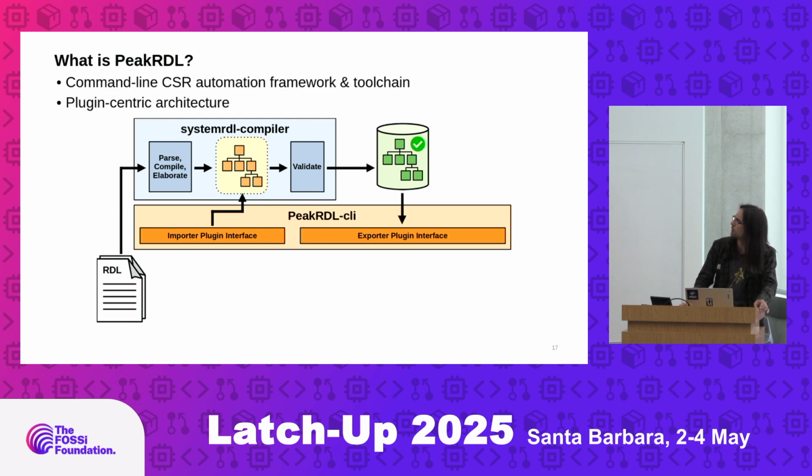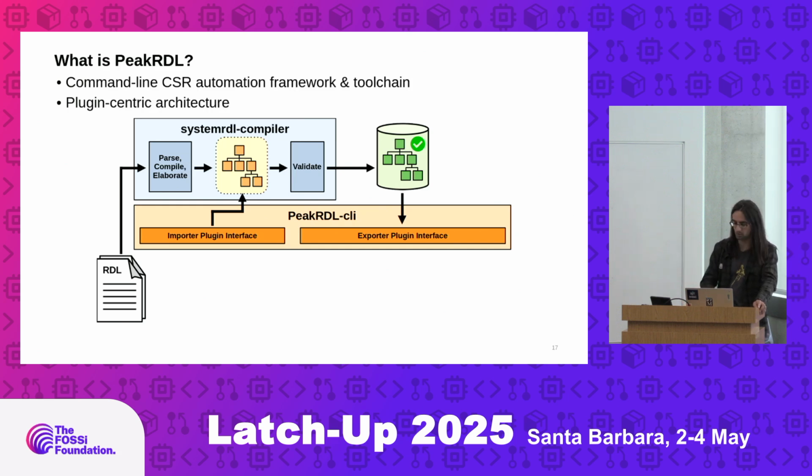Just to give you a tour of this diagram, one or more RDL files go in on the left-hand side. They go into the compiler. They get parsed, compiled, elaborated into a tree-like data structure. Things get validated, and then on the right-hand side, you have that green icon, and that's our model that we can now draw from. So we now have these two boxes here with importer and exporter. Okay, great. Importer is useful because I can now pull in foreign formats. So maybe you had that old Excel sheet that you were like, you know what, we really like PeakRDL, but we want to build a converter for that, so you could.